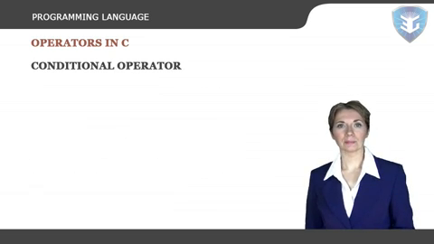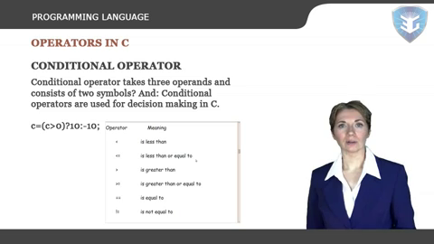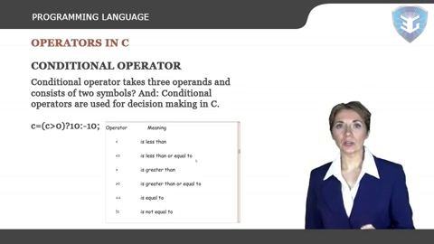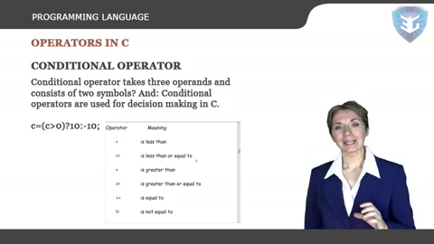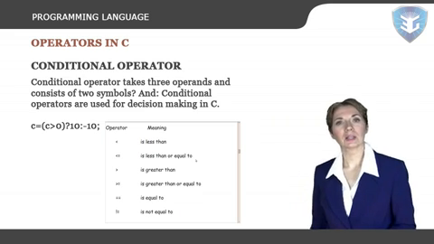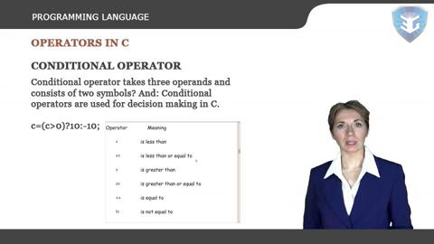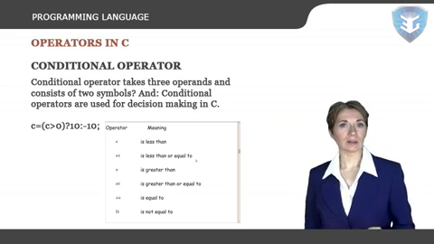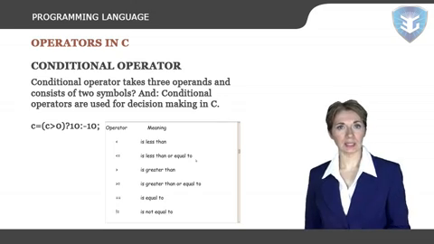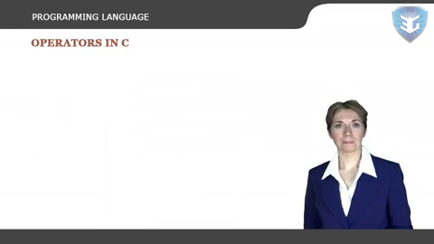Conditional operator. The conditional operator takes 3 operands and consists of 2 symbols, the question mark and the colon. Conditional operators are used for decision making in C. Look at the example shown on the screen. If c is greater than 0, the value of c will be 10, but if c is less than 0, the value of c will be -10.